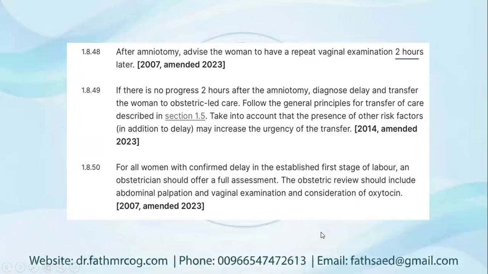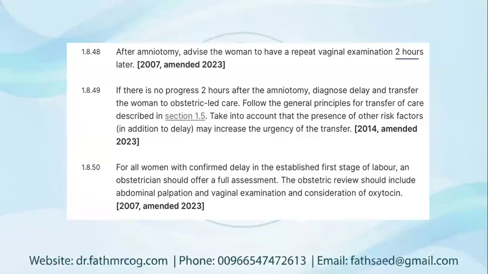Yes, Dr. Sana? After amniotomy, advise the woman to have repeat vaginal examination 2 hours later. Amended 2023, if there is no progress 2 hours after the amniotomy, diagnose delay and transfer the woman to OLC. Follow the general principles for transfer of care described in section 1.5. Take into account that the presence of another risk factor in addition to delay may increase the urgency of transfer. Amended 2023, for all women with confirmed delay in established first stage of labor, an obstetrician should offer full assessment. The obstetric review should include abdominal palpation, vaginal examination, and consideration of oxytocin.